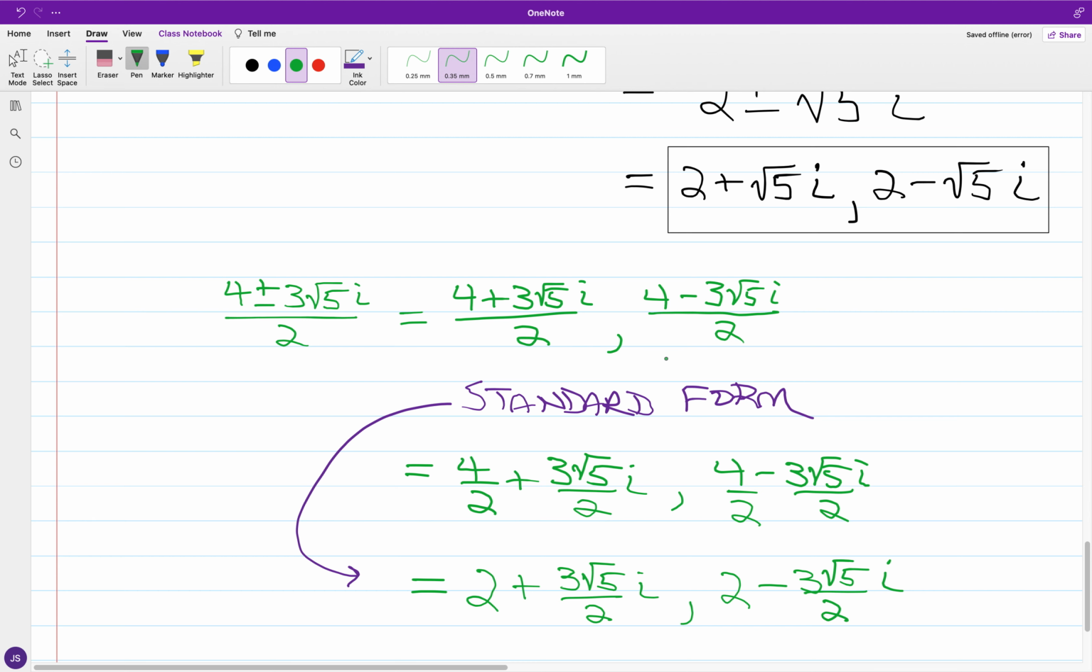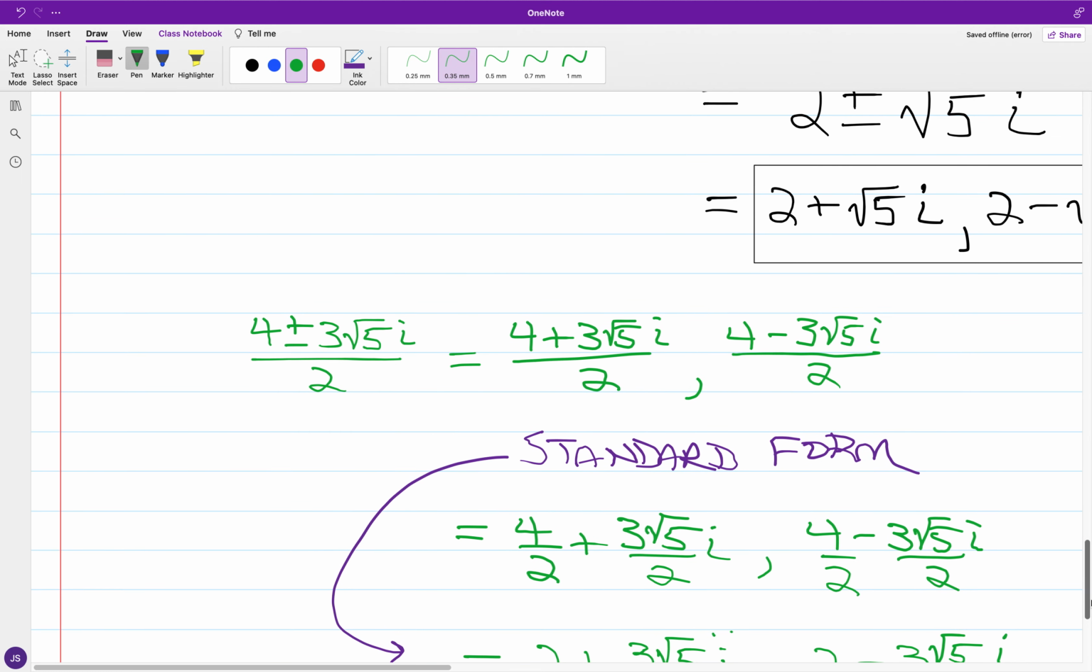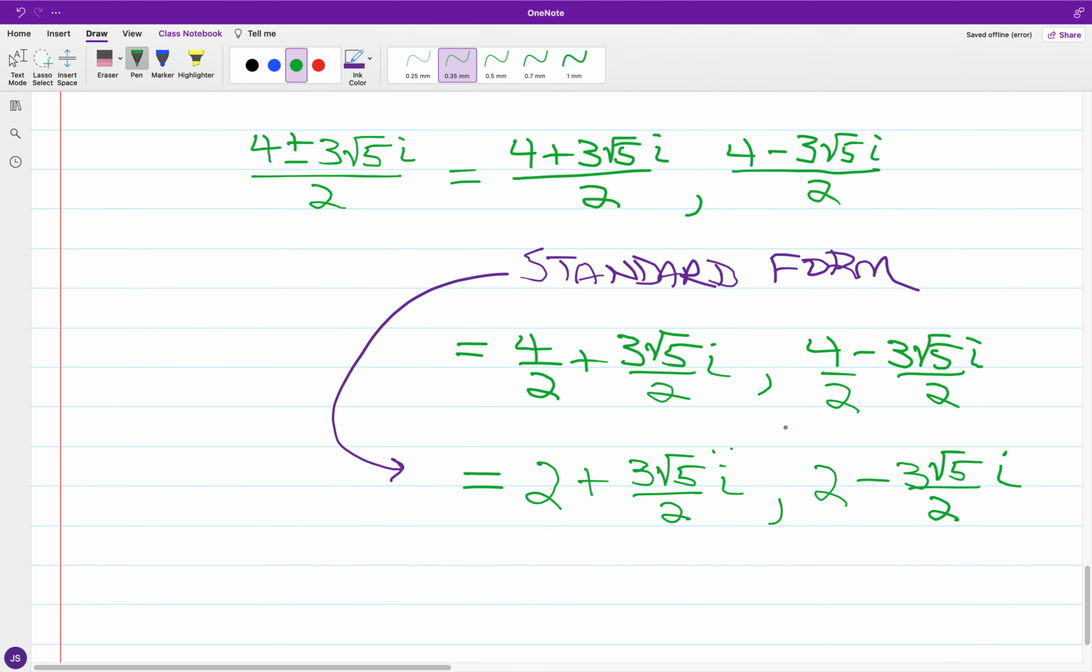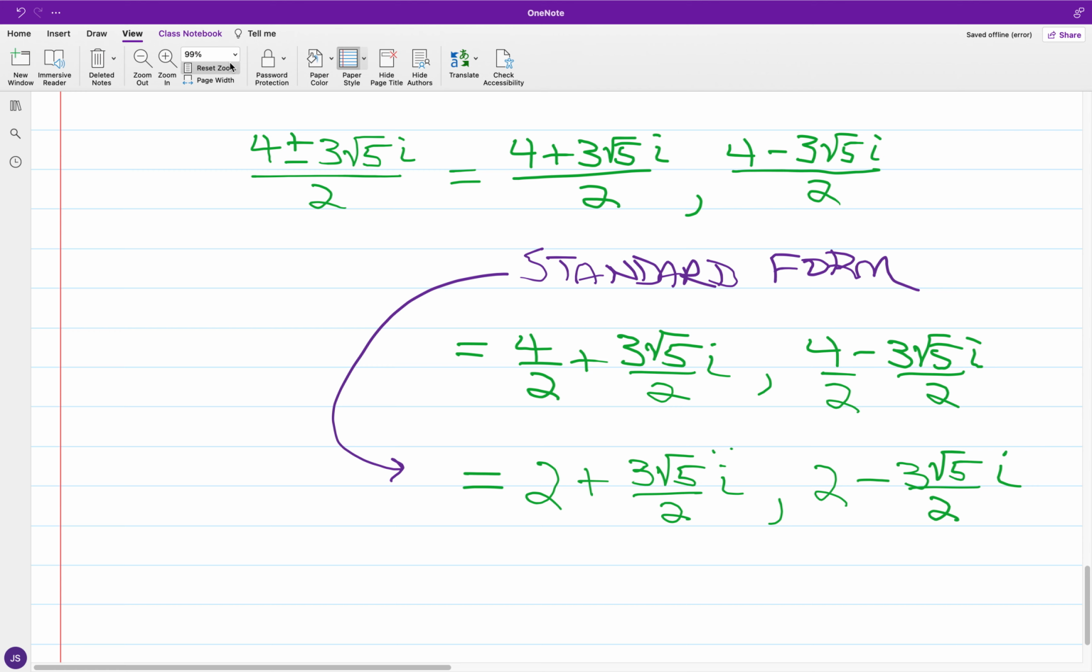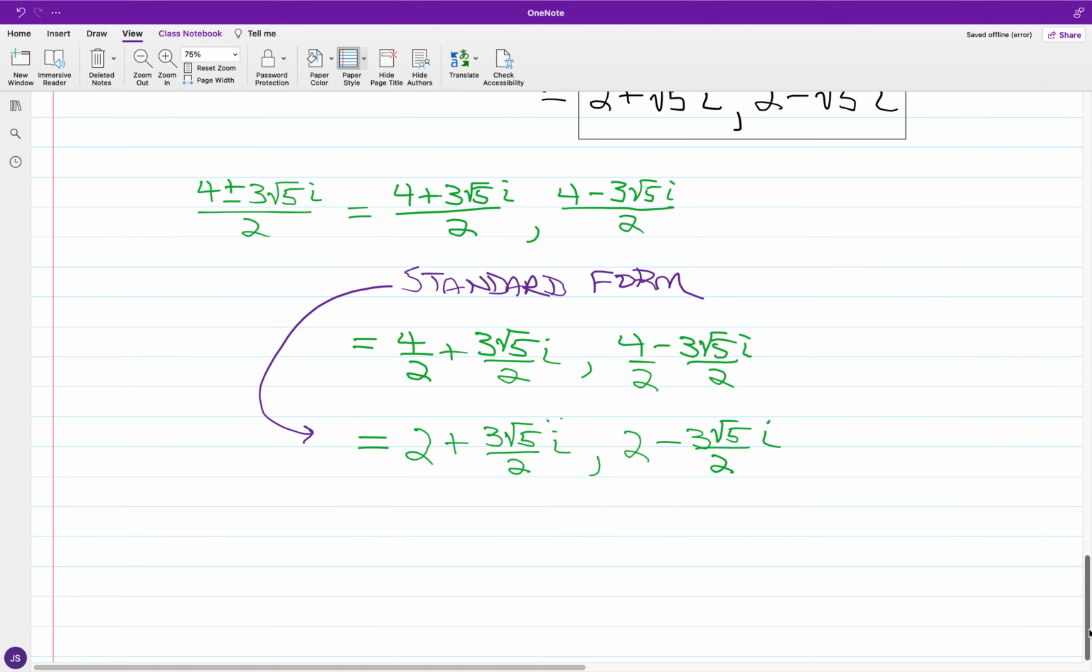But if it were to ask for the standard form, you would separate where your a value is going to be 2 and your bi terms would be positive or negative 3 square root of 5 over 2 times i. Thank you. All right.